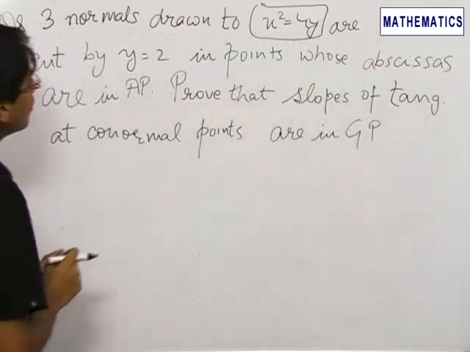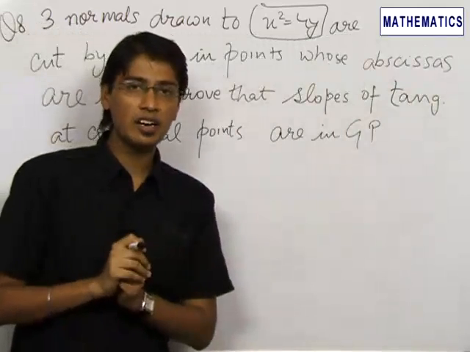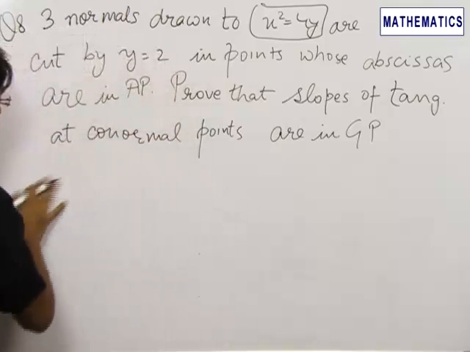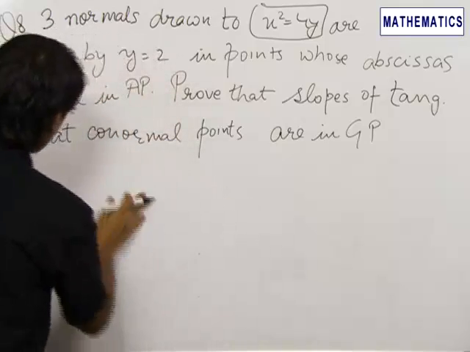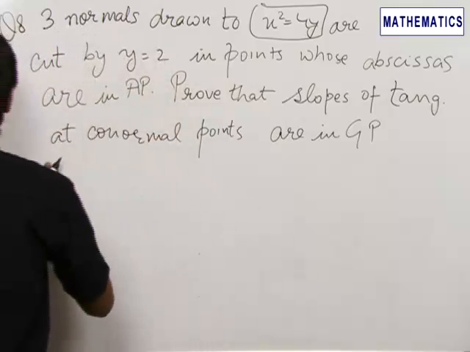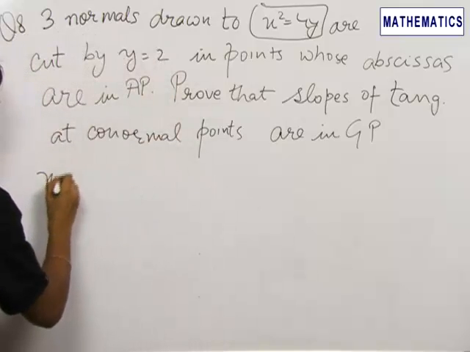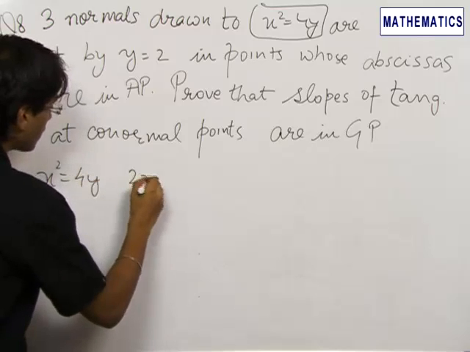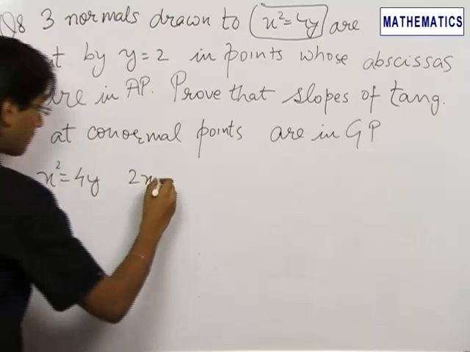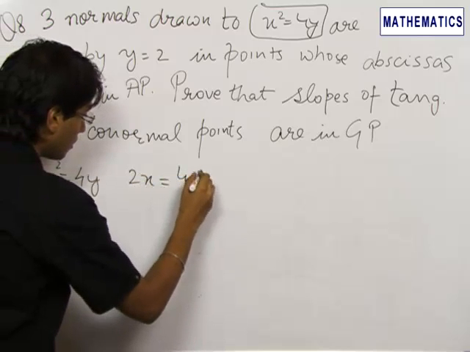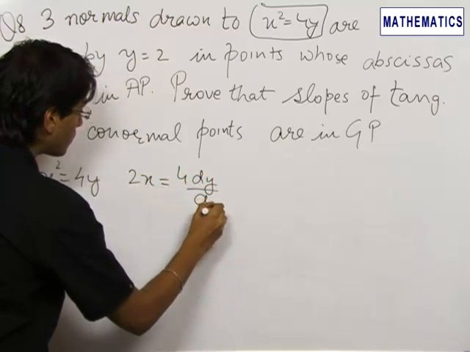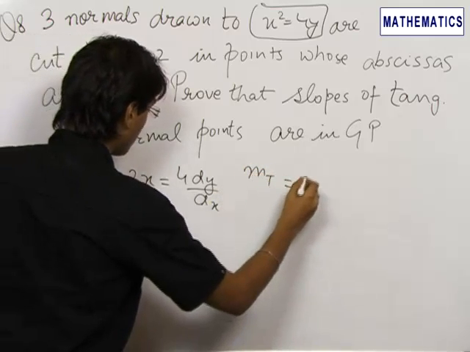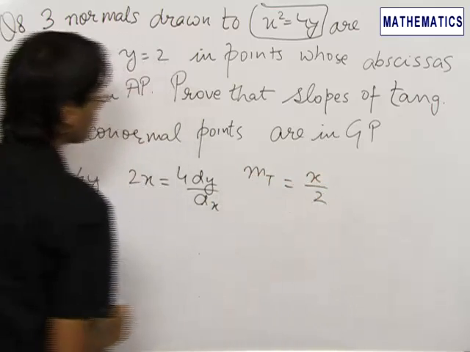Now this question may look long and pretty difficult, but if we go step by step and use the basic principles of parabola, then it is not so difficult a problem. We are given parabola x square is equal to 4y. Let us differentiate this to get the slope of the tangent. 2x is equal to 4 times dy by dx. So slope of tangent is equal to x by 2.